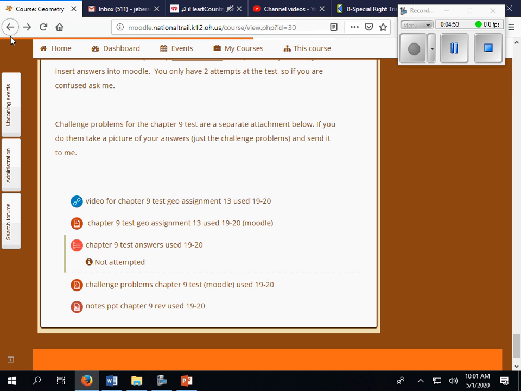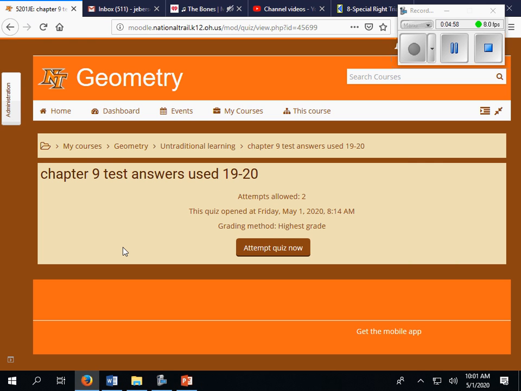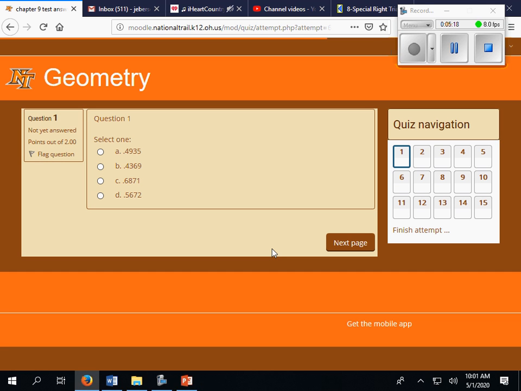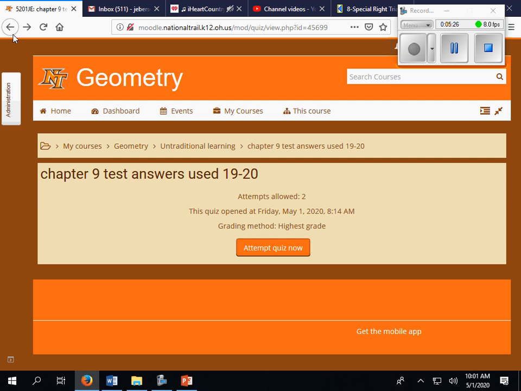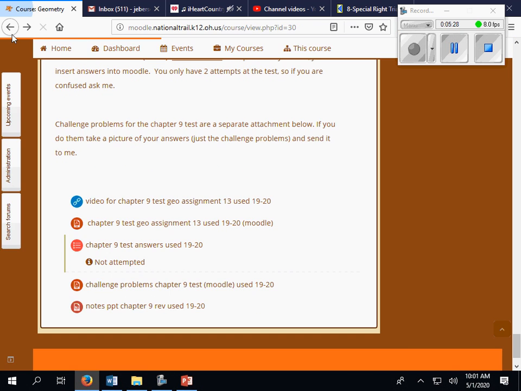The third thing is the Chapter 9 test answers. It says quiz, I know, but it's a test. Notice you're allowed 2 attempts, so make sure you take your time and don't just guess answers. If you hit attempt quiz, it'll say question 1, and it's got the 4 answers. You answer each question, and so on. I'm going to go back, you can figure that out.